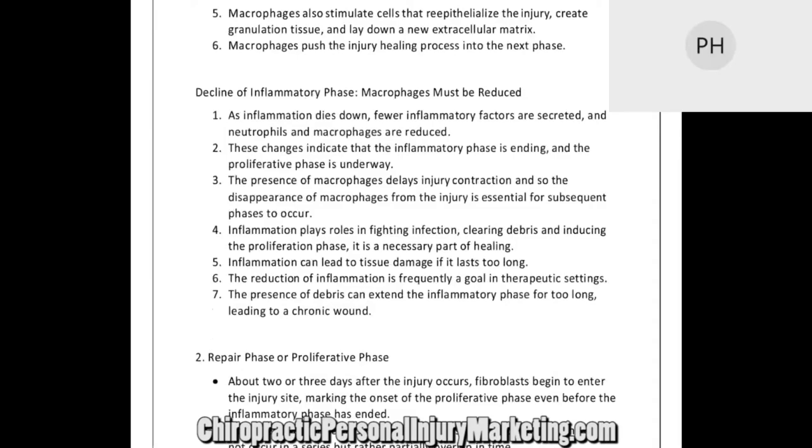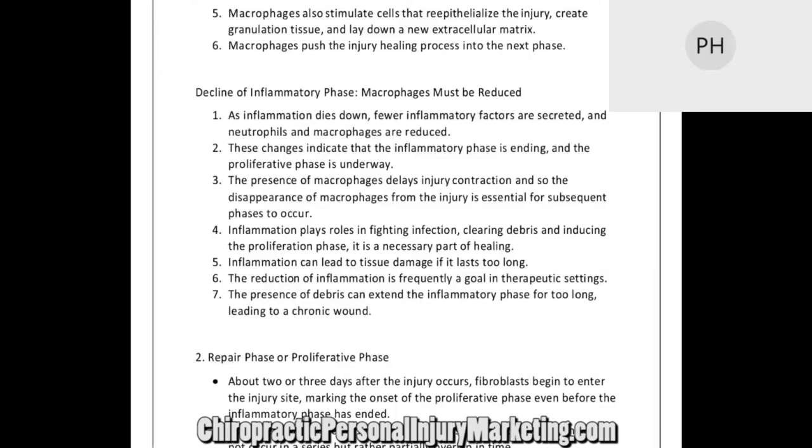See, so this is microscopic. These changes microscopically indicate the inflammatory phase is ending and the proliferative phase is underway. The presence of macrophages delays injury contraction, and so the disappearance of macrophages from the injury is essential for subsequent phases to occur. Pretty important.